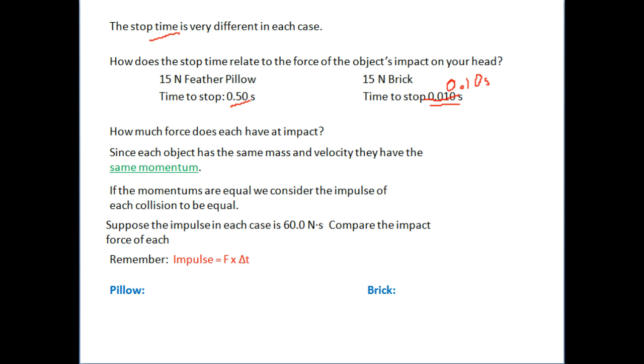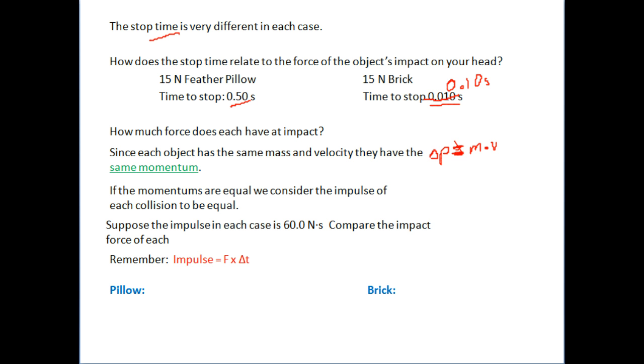Since each object has the same mass and velocity, they have the same momentum. And remember, momentum equals mass times velocity. That's an equal sign there, guys. If the momentum of both are equal, we consider the impulse of each collision to be equal.